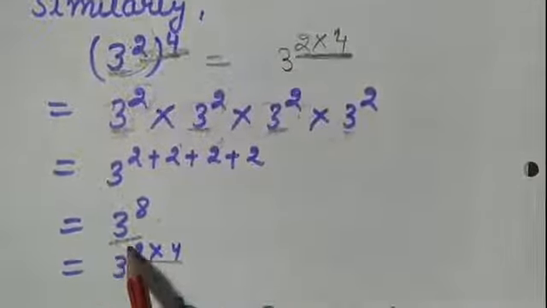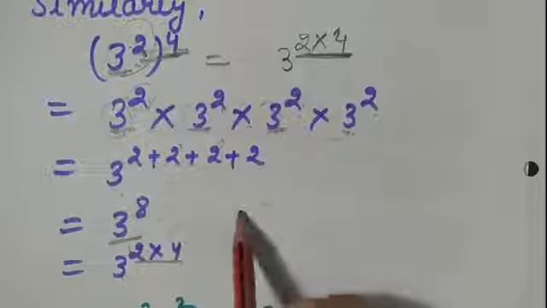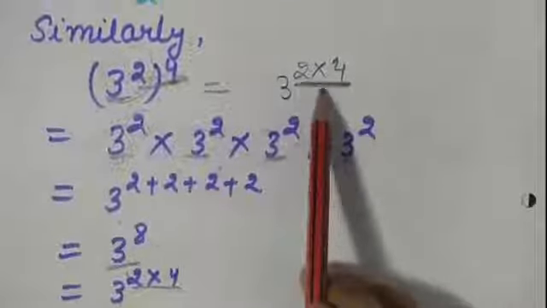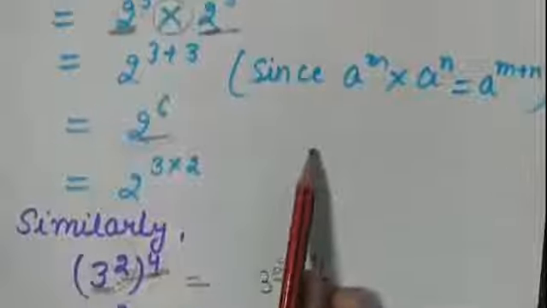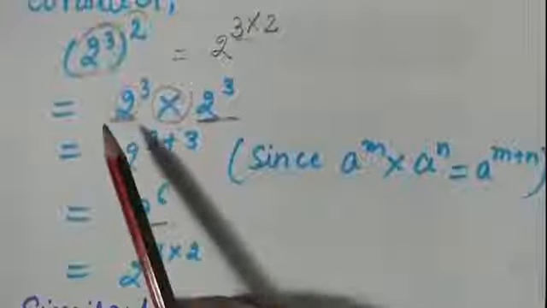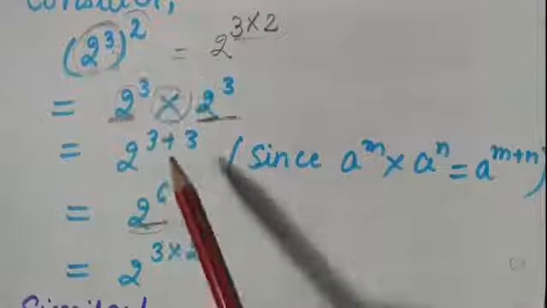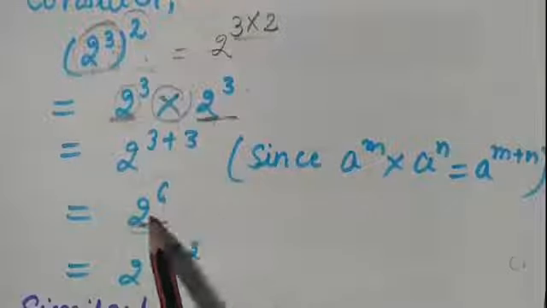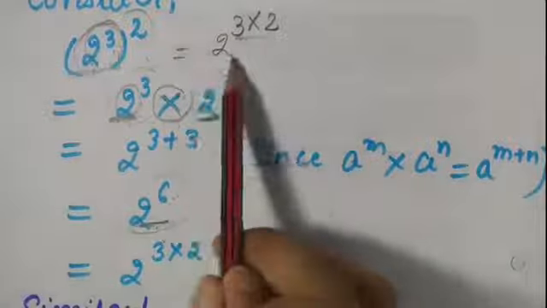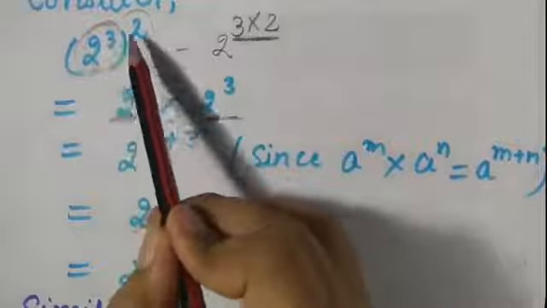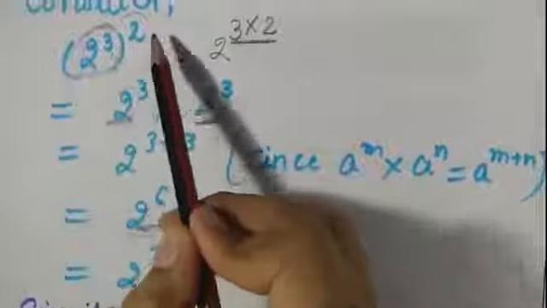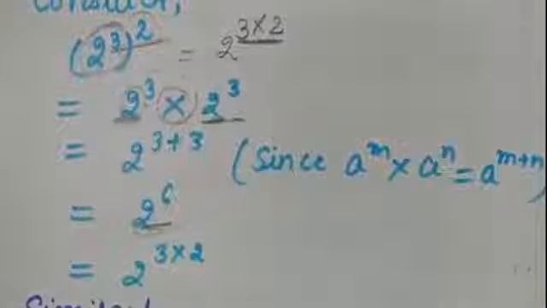We are getting 3 to the power 8 on simplification, and this can be written in the form of this. Same here in the first example: we are getting 2 raised to the power 3 whole raised to the power 2, which gives 2 to the power 6, and that can be written as 2 raised to the power 3 into 2. It means that with power raised to the power, the powers get multiplied.